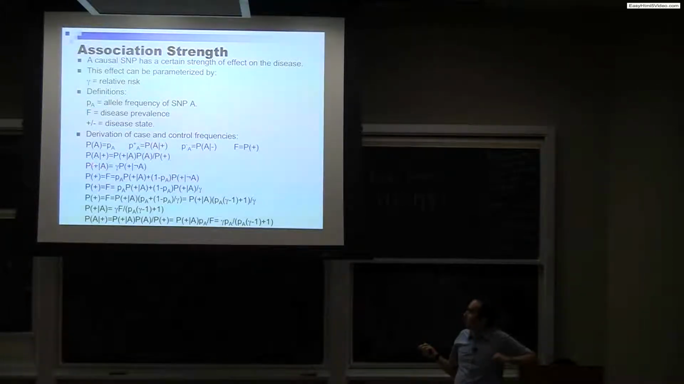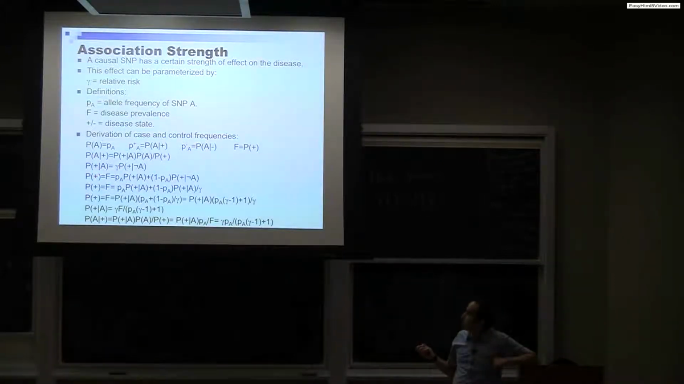What about the probability of having the disease? So the relative risk is what? It's going to be the probability of having the disease if you have the SNP divided by the probability of having the disease if you don't have the SNP. That's the definition of relative risk. Okay, so if I just multiply that, the probability of having the disease is going to be the relative risk times the probability of having the disease given that you don't have the SNP, right? That's just the definition.